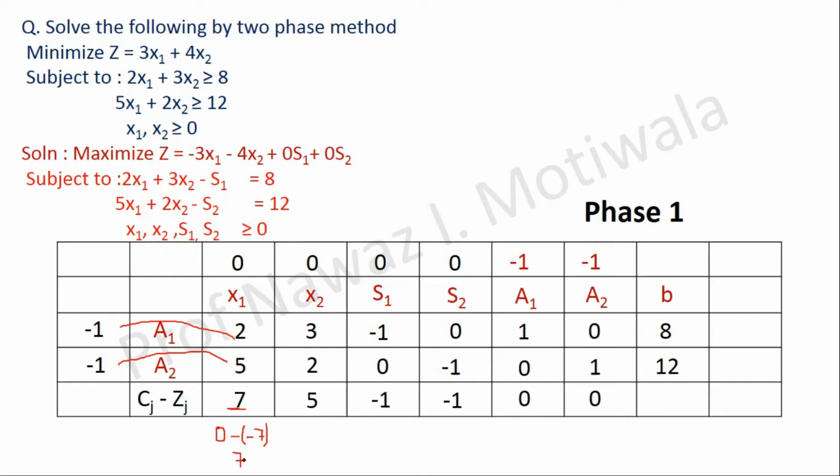Next step is to identify which of the variables is giving me the highest positive. From Cj minus Zj, the highest positive is 7. So I will say that this variable will enter into the solution.